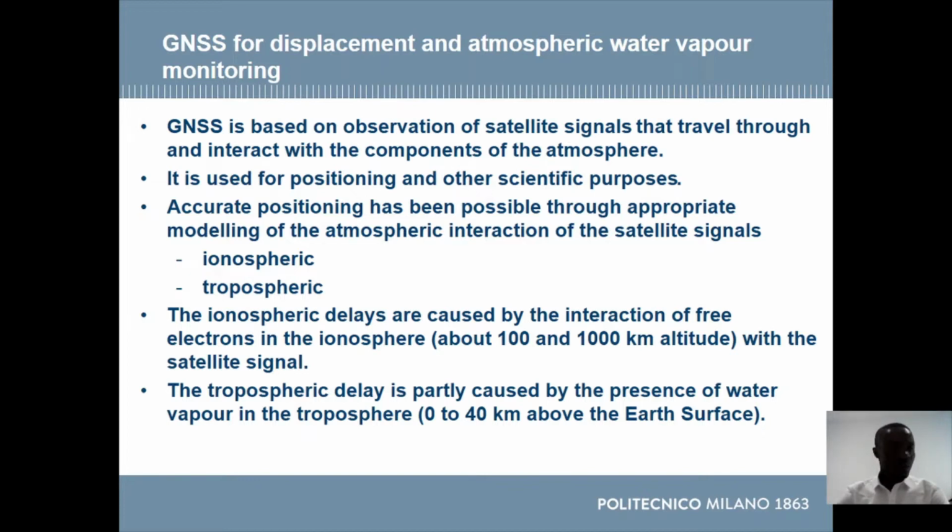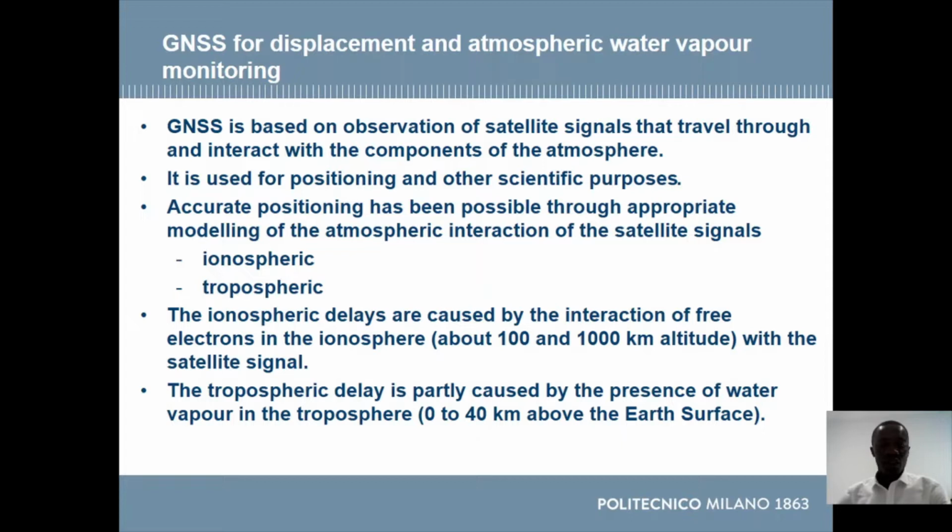Now, GNSS, which is an acronym for Global Navigation Satellite System, is based on the observation of satellite signals that travel through and interact with the components of the atmosphere, and is used for positioning and other scientific purposes. And accurate positioning has been possible through appropriate modeling of the interaction of the satellite signals with the ionospheric and then the tropospheric layers of the atmosphere, which causes ionospheric delay and tropospheric delays respectively.